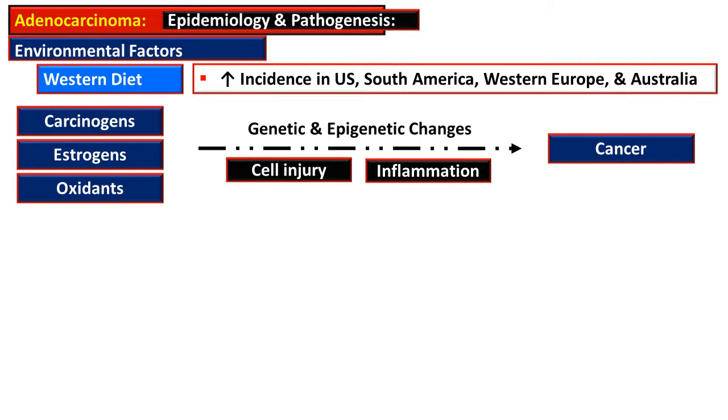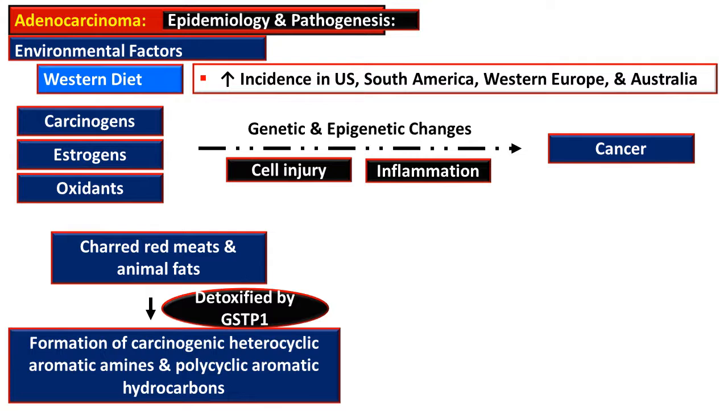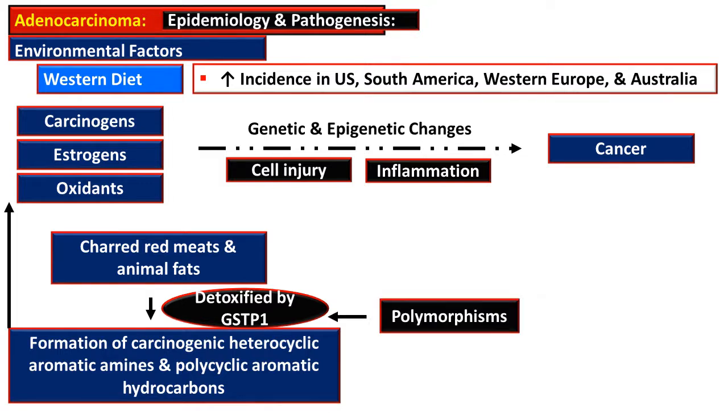These are responsible for formation of heterocyclic aromatic amines and polycyclic aromatic hydrocarbons that are carcinogenic, and these are detoxified by glutathione S-transferase. This detoxification process is disturbed in polymorphism of gene GSTP1, so it will result in increased chances for progression to cancer development.